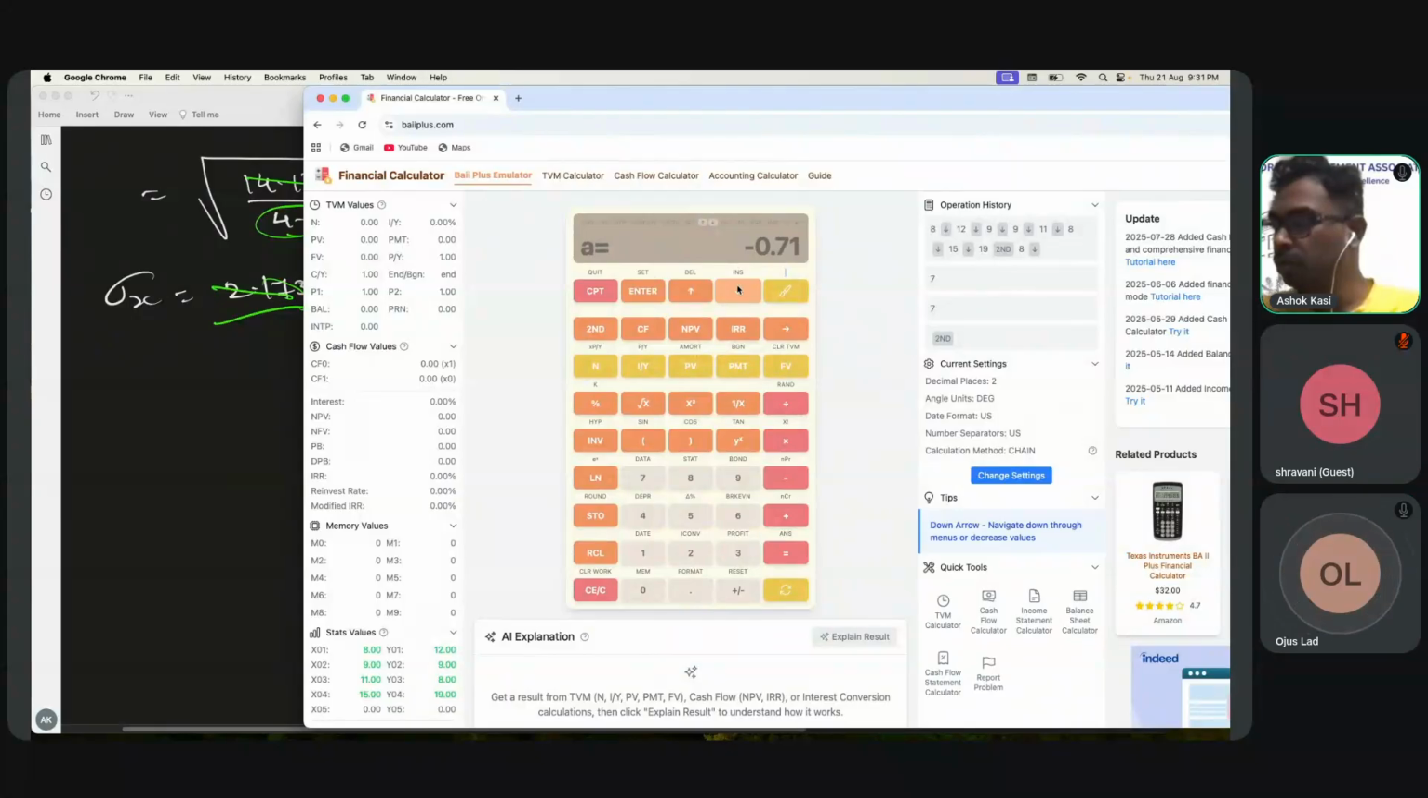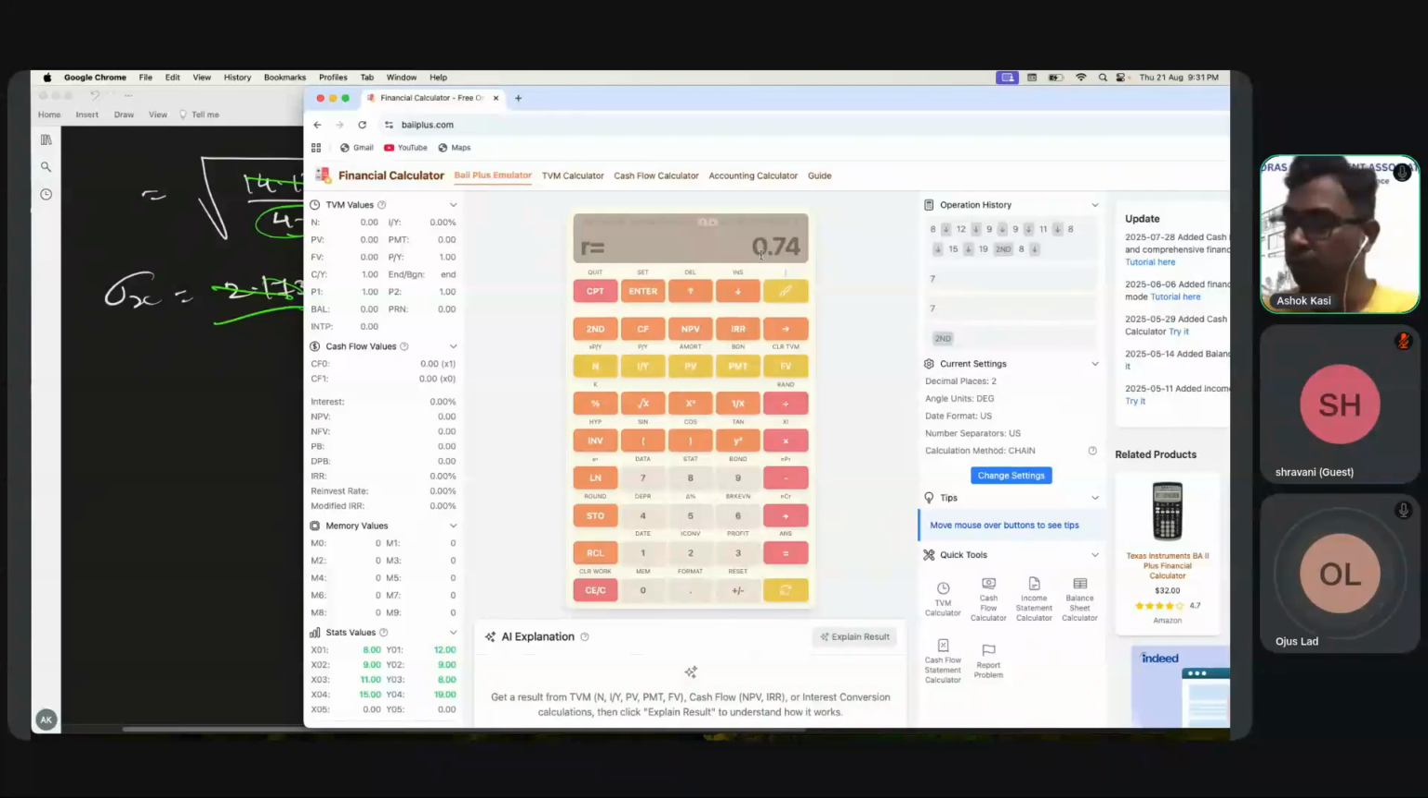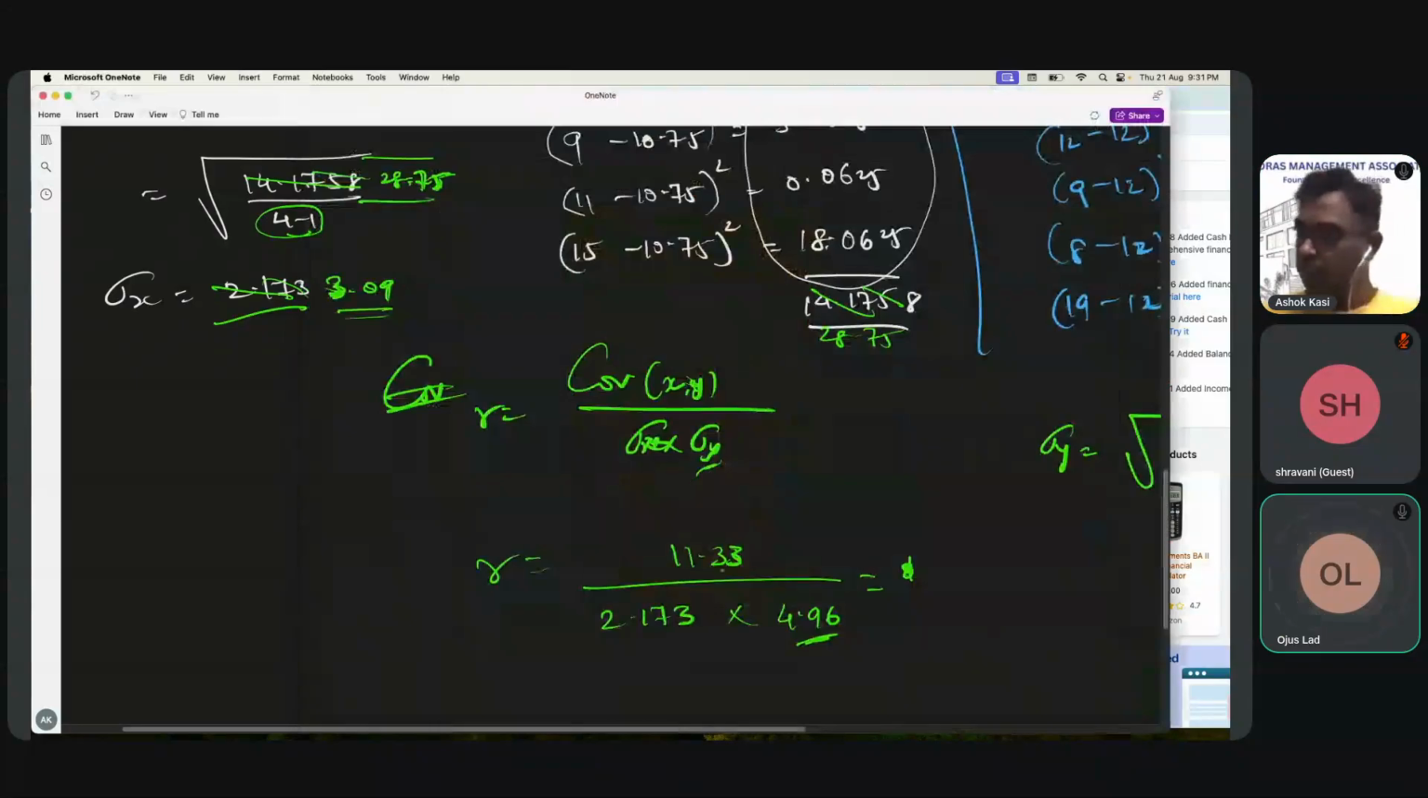These numbers, the intercept, you will learn in the last or second last chapter. So now we will ignore those numbers, and here it is 0.74 r. r also we can calculate directly like this. So here, just manually calculate and check now.